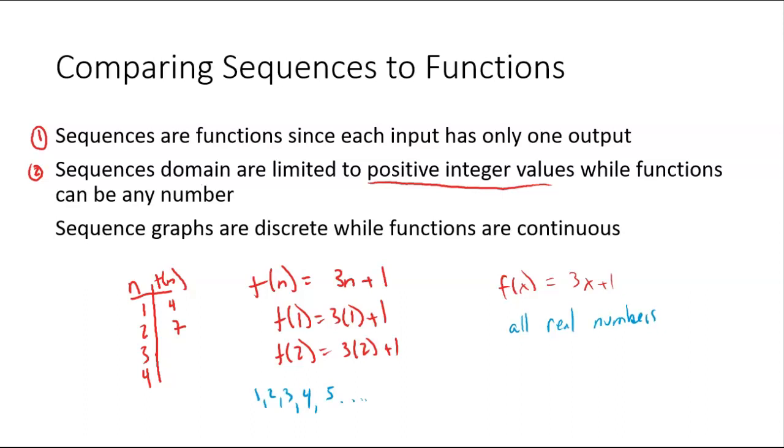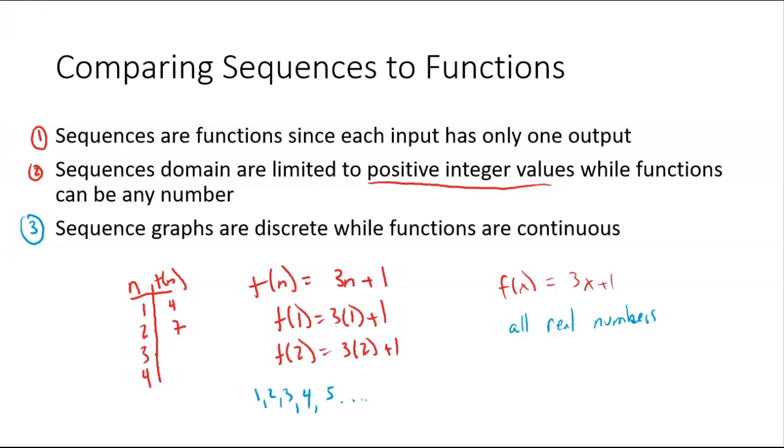This one would be connected, while this one would be discrete. And that's the third thing that we're going to copy down. Sequence graphs are discrete, meaning they're not connected, while functions are continuous, meaning that they are connected.